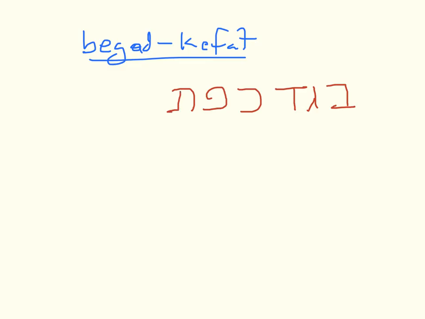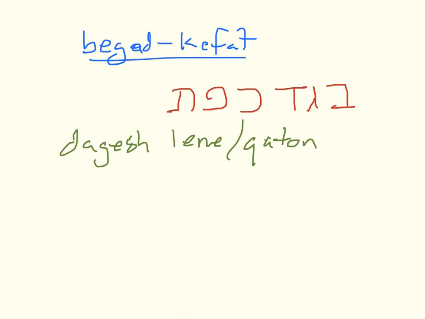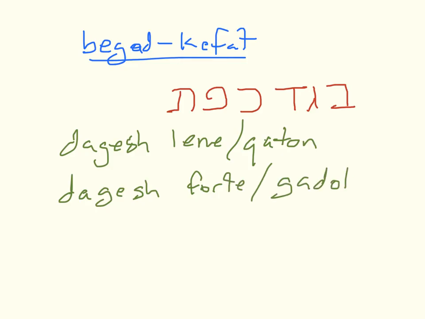Now, what makes a Begadkephat letter what it is, is that they can take a dagesh lene. There are two kinds of dageshim. There's the so-called dagesh lene, or dagesh katon. That's the small dagesh. And there is the dagesh forte, or the dagesh gadol. That's the great dagesh, or the strong dagesh.